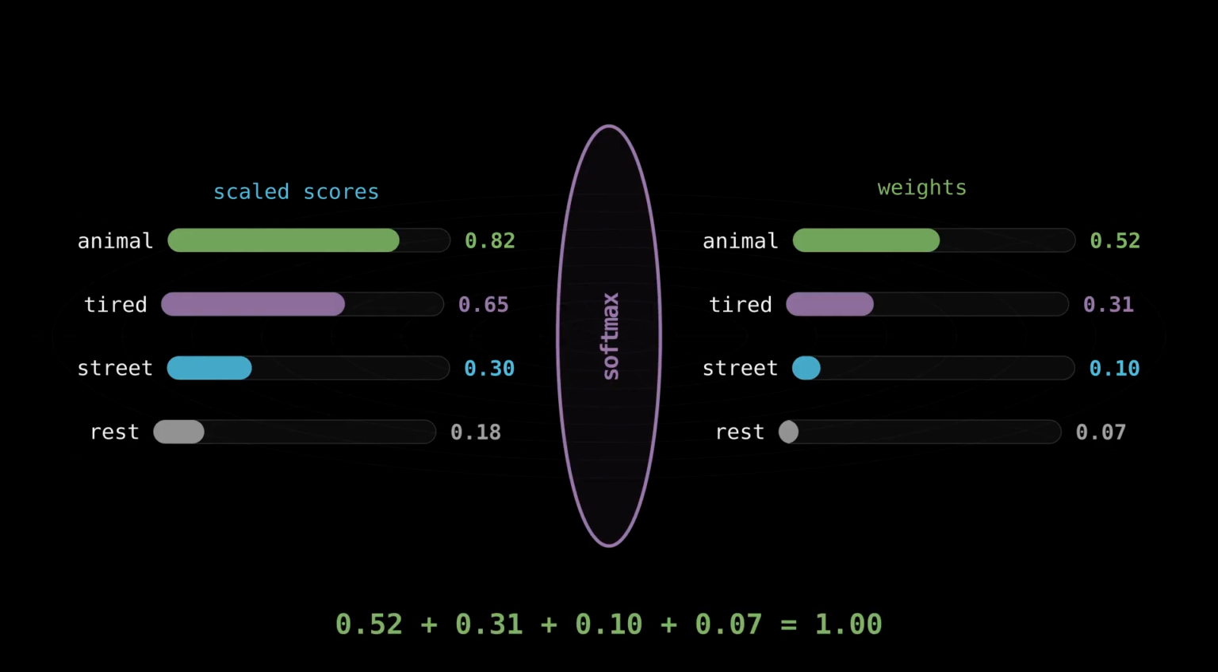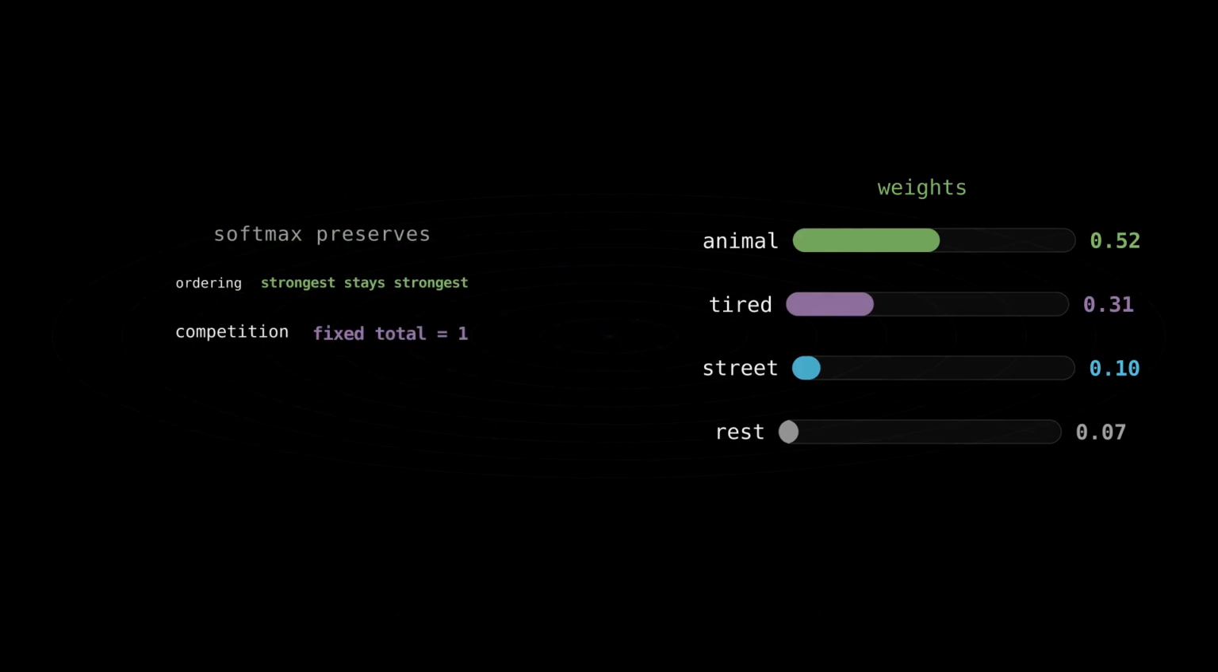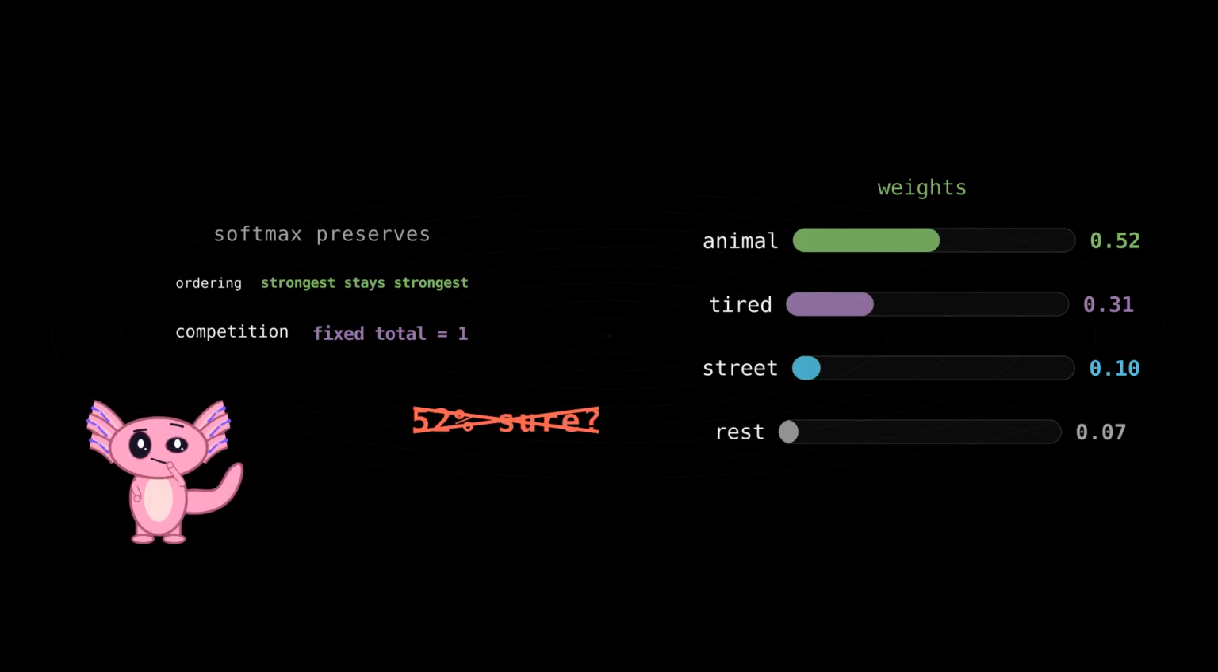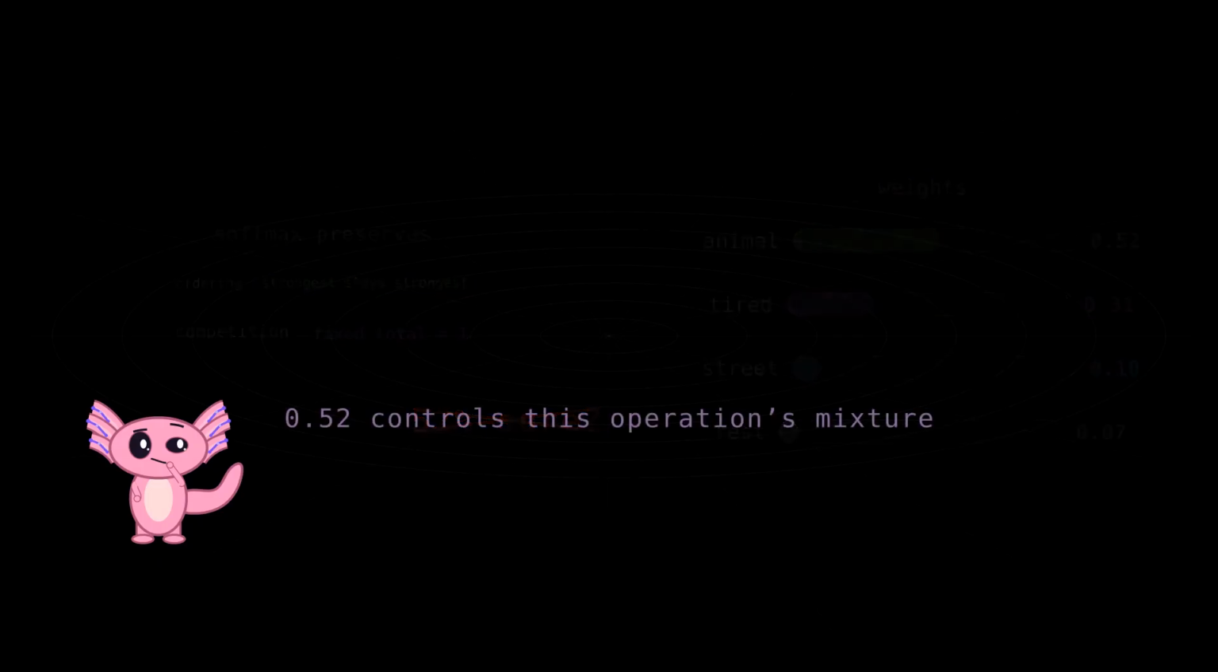These are still toy numbers, but now they have a clear job. They control the mixture. Softmax does two things worth seeing. It preserves the ordering of the scores, and it makes the stronger matches compete for a fixed total of 1. It does not certify truth. A large attention weight is not the model saying, "I am 52% sure this is the correct explanation." It only tells us how strongly this attention operation will mix one value into this output.